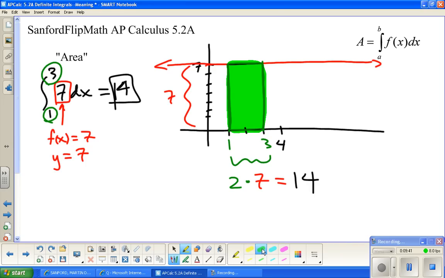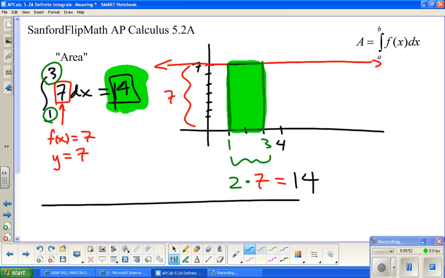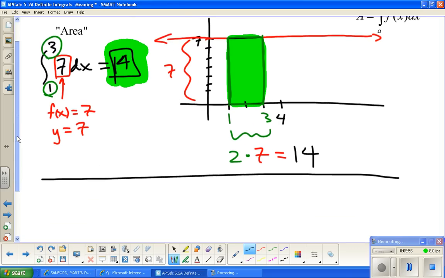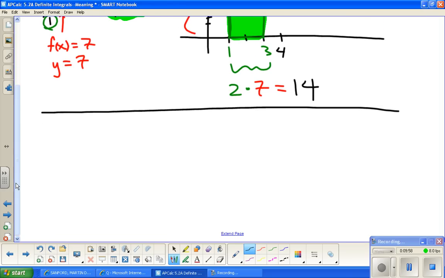I mean, really that is it. Now, obviously it's going to get harder than this, but right now we're focusing on the meaning of this notation. And right now, the meaning of this notation is: what's the area?